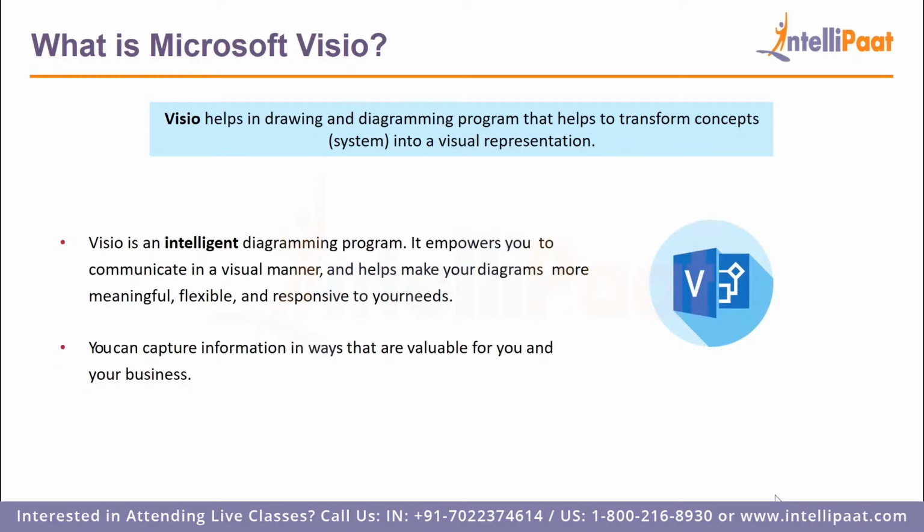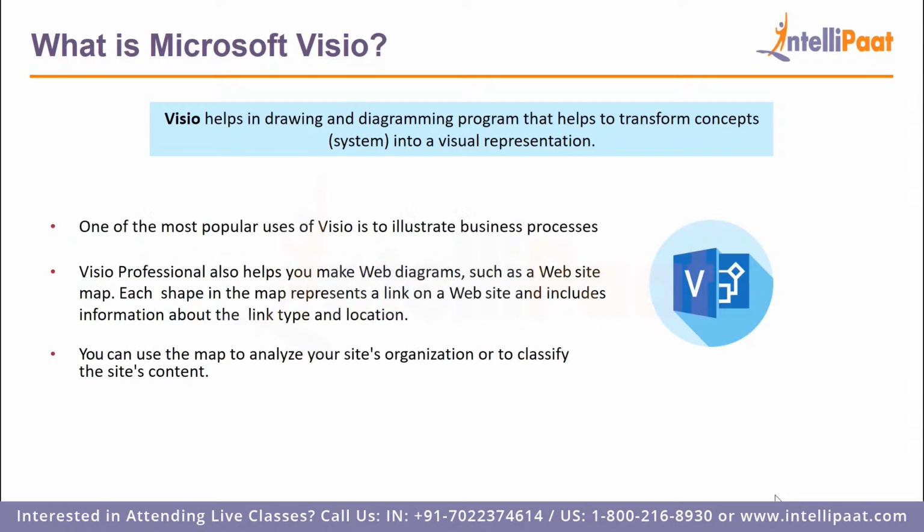So Visio is an intelligent diagramming program, and it empowers you to communicate in a visual manner and helps make your diagrams more meaningful, flexible and responsive to your needs. And you can capture information in ways that are valuable for you and your business. One of the most popular uses of Visio is to illustrate business processes, and moreover Visio Professional also helps you make web diagrams such as a website map, and each shape in the map represents a link on a website and includes information about the link type and location. Also, you can use the map to analyze your site's organization or to classify the site's content.